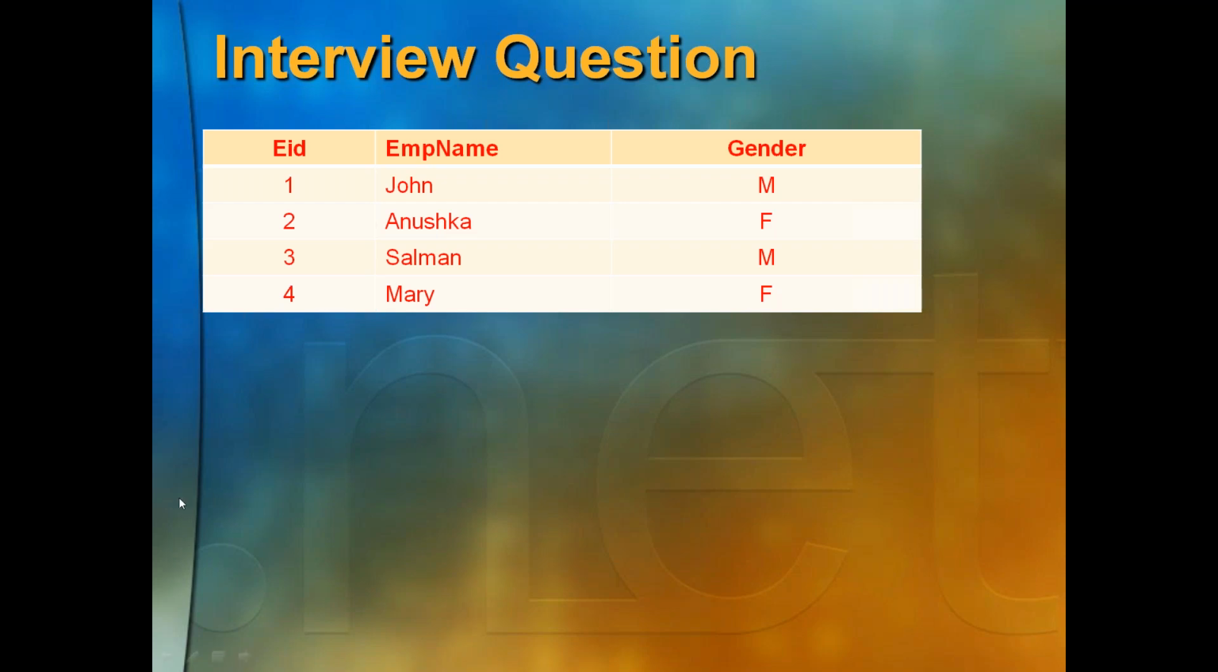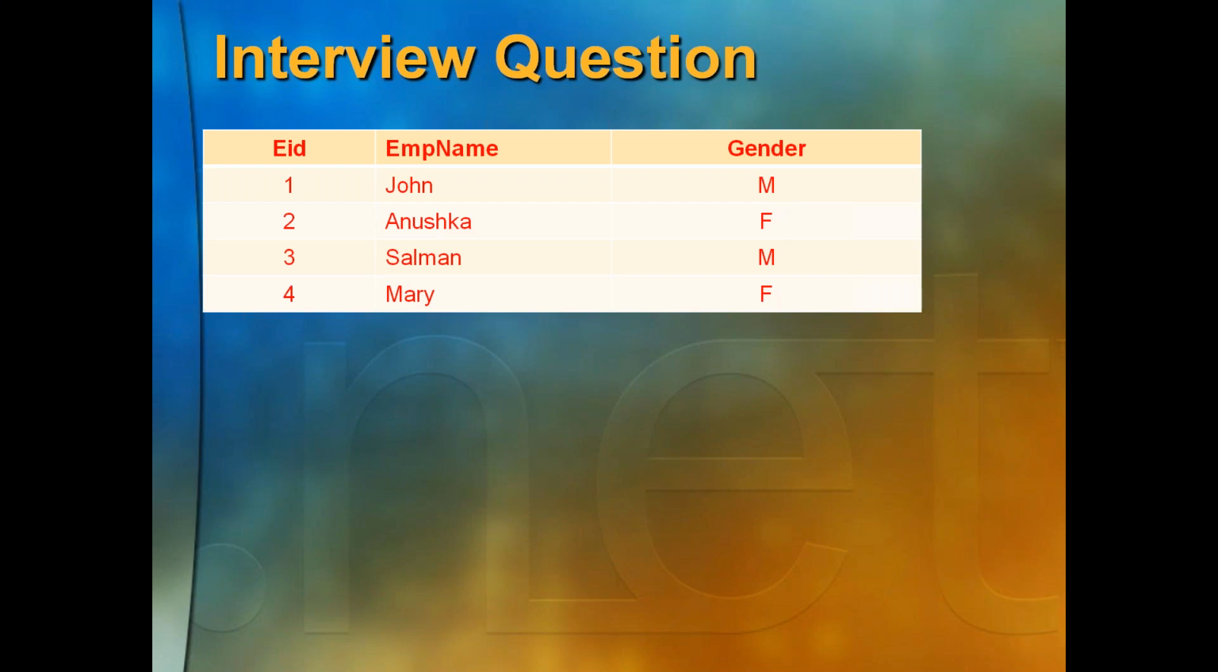And one more interview question. I have some data like this: John, Anushka, Salman, Mary, and male, female, male, female. So what is it that they wanted to have? They wanted a update statement. So you have to write an update statement. Wherever there is a male, it has to become female, and wherever there is a female, it has to become male. Okay, so very simple, clear. So do you understand what the interview question is? You write a single update statement. Wherever there is a male, it has to become female, and wherever there is a female, it has to become male.